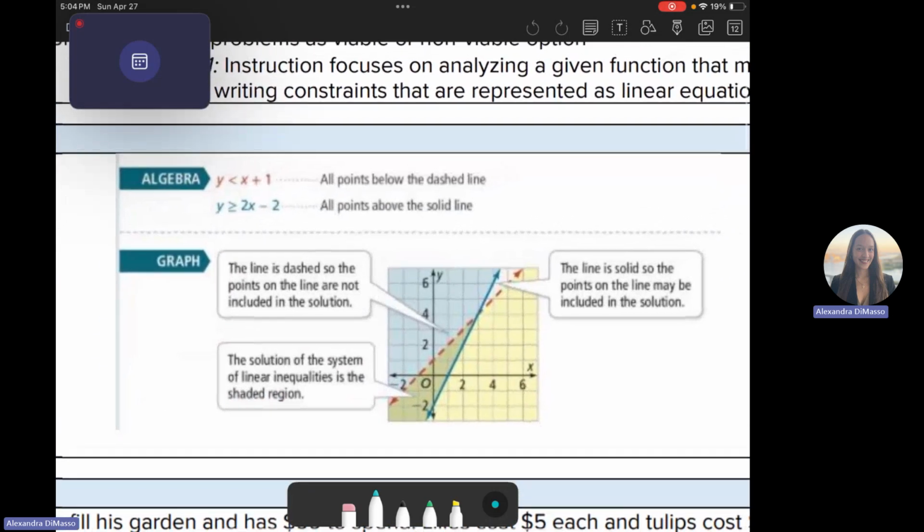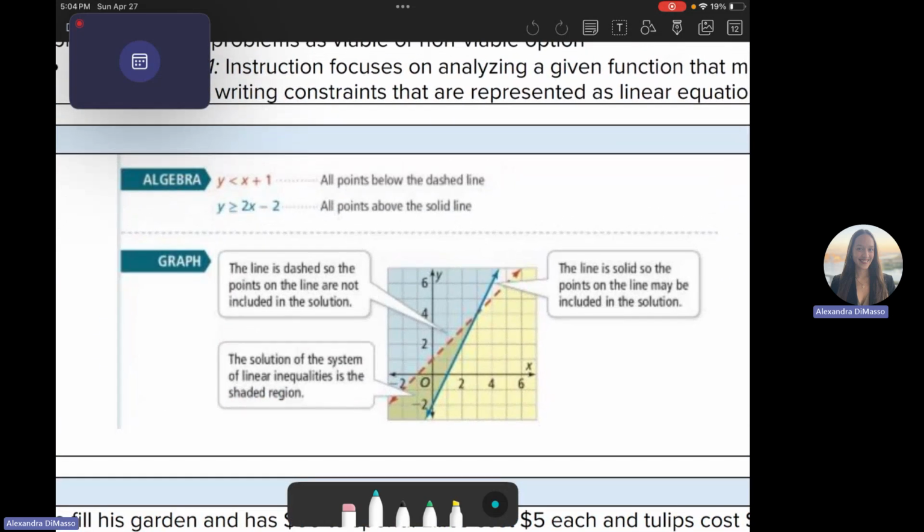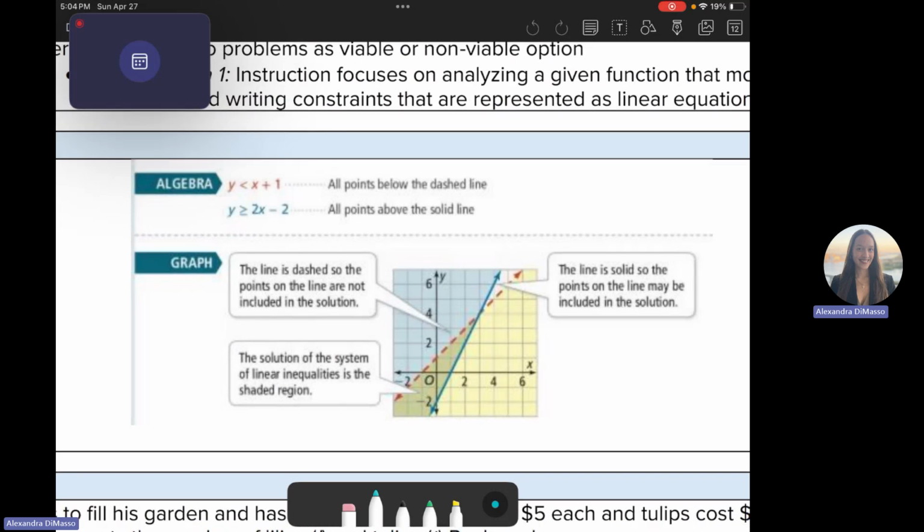And just as a really quick reminder, I know we just did this, but again, if it's a greater than or less than symbol, there's no equal to sign. That is a dashed line. It also means that those points on the line are not included in the solution. If you have a solid line, that means you've got greater than, less than, with equal to's underneath them. And again, if it is a solid line, then the points that are on the line are included in your solution.